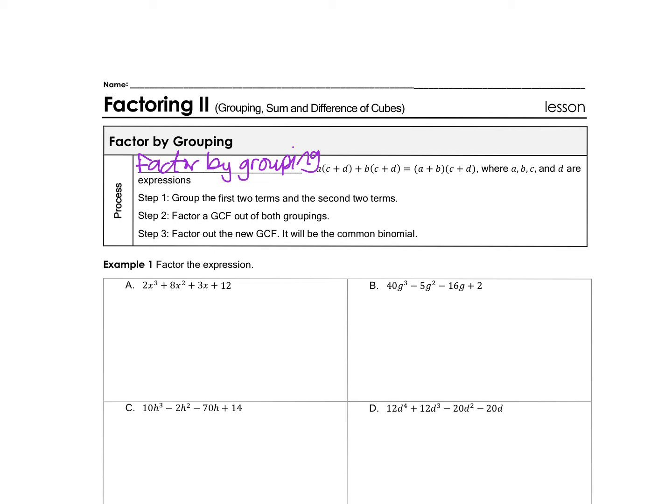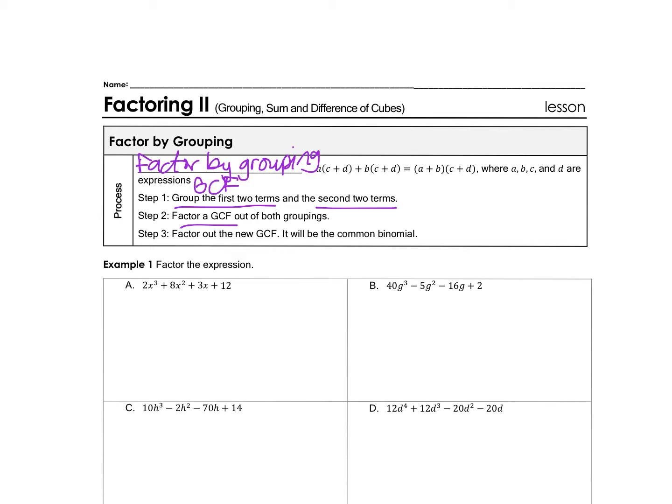So when you're factoring by grouping, your first step is to group the first 2 terms together, the second 2 terms together, after checking for a GCF. So really the first step is GCF. Then group the first 2, the second 2 together. You're going to factor out a greatest common factor out of both groupings, and then you're going to be able to factor the rest of it.